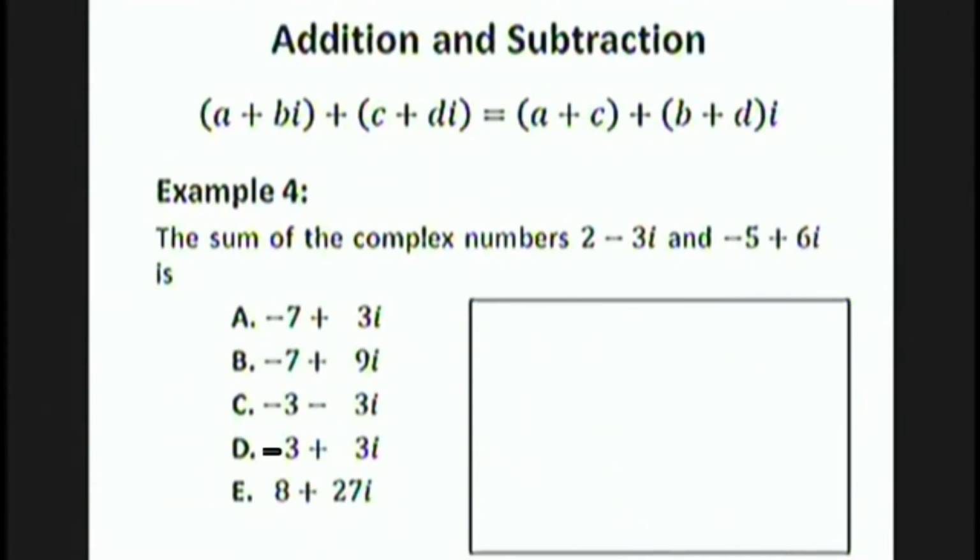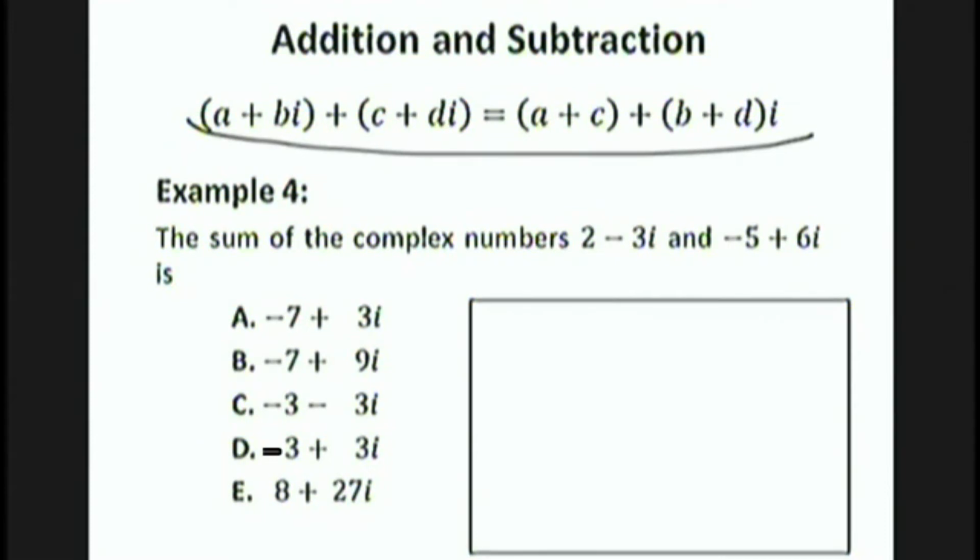Addition and subtraction. We add two complex numbers by just adding the real parts and adding the imaginary parts separately. So here's the formal definition of how to add. a plus bi plus c plus di is a plus c plus b plus d times i. But again, that just means we're adding the real parts and adding the imaginary parts independently, and we do the same for subtraction. So let's look at an example.